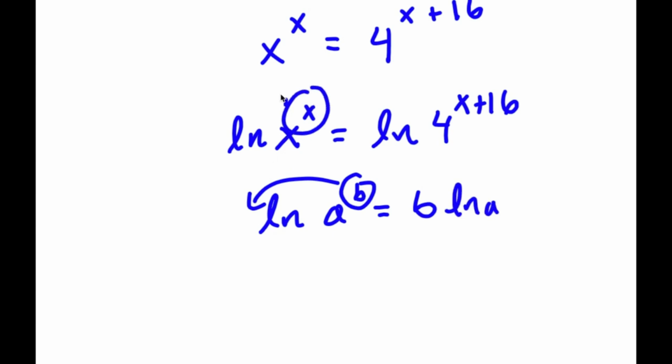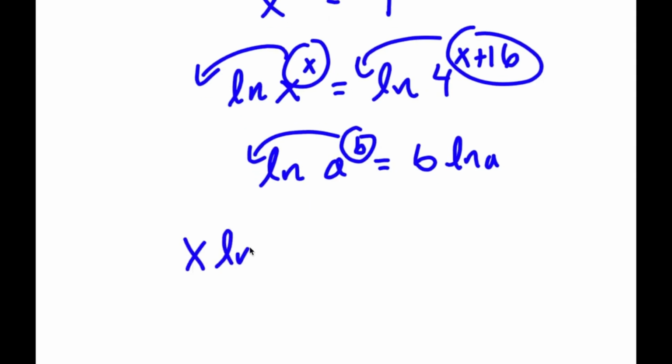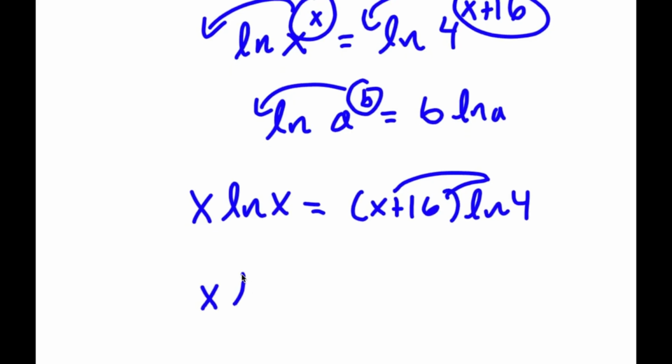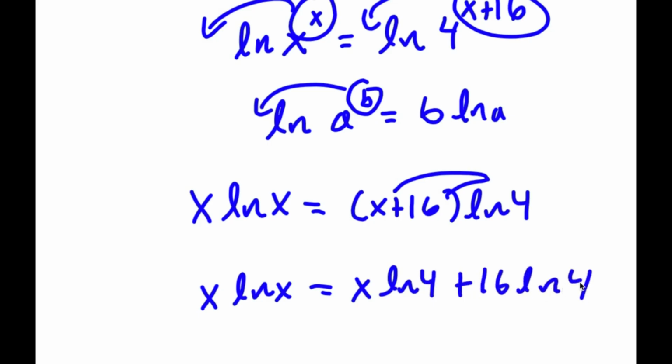So in this case, I have ln x to the power of x. I can move x to the front, and ln 4 to the power of x plus 16, I can move x plus 16 to the front. So now I have x times ln x is equal to x plus 16 times ln 4. Now if I distribute the ln 4, I get x times ln 4 plus 16 times ln 4.